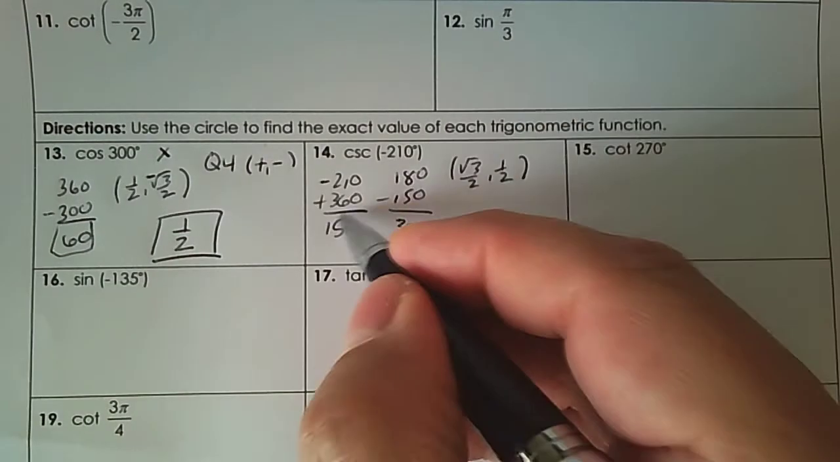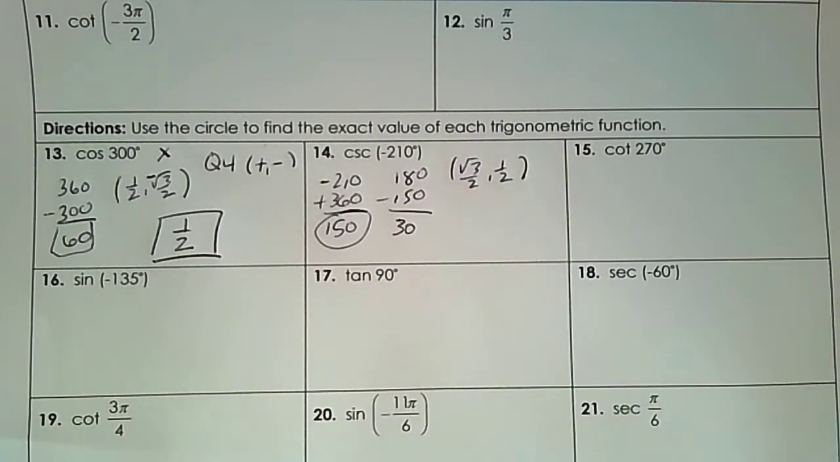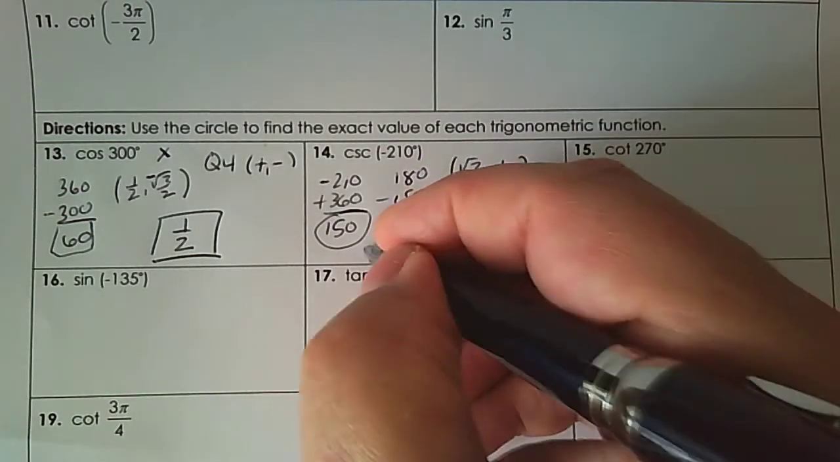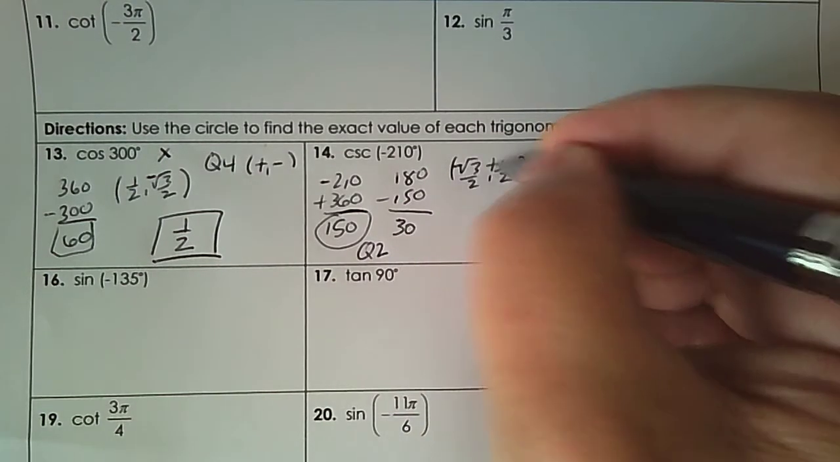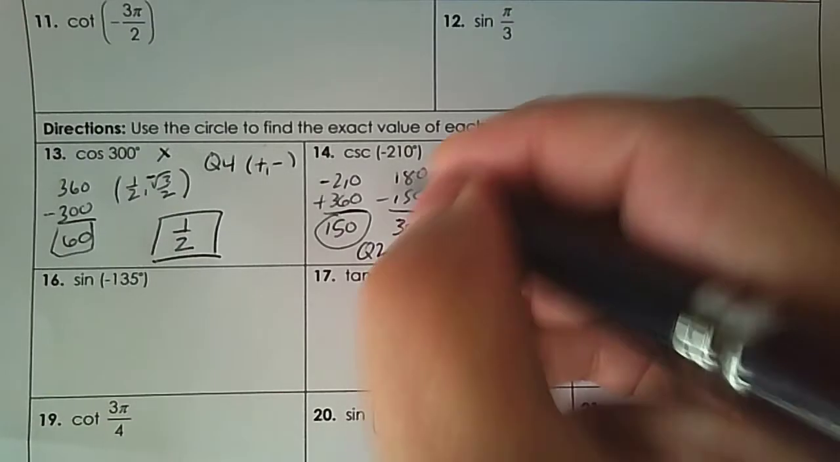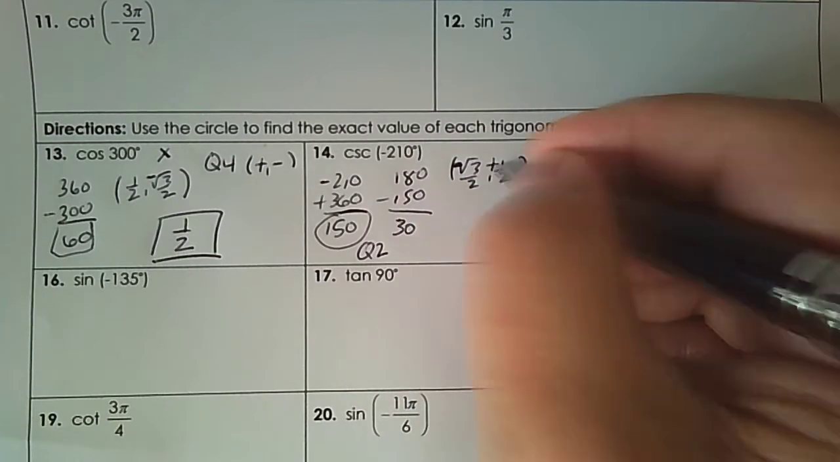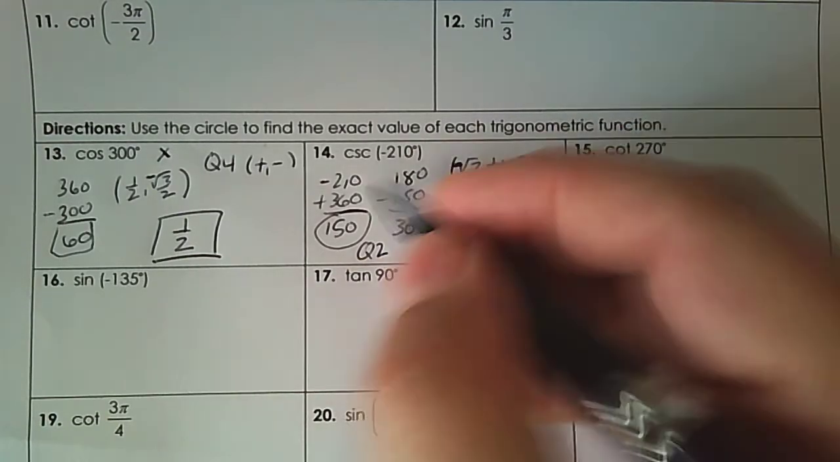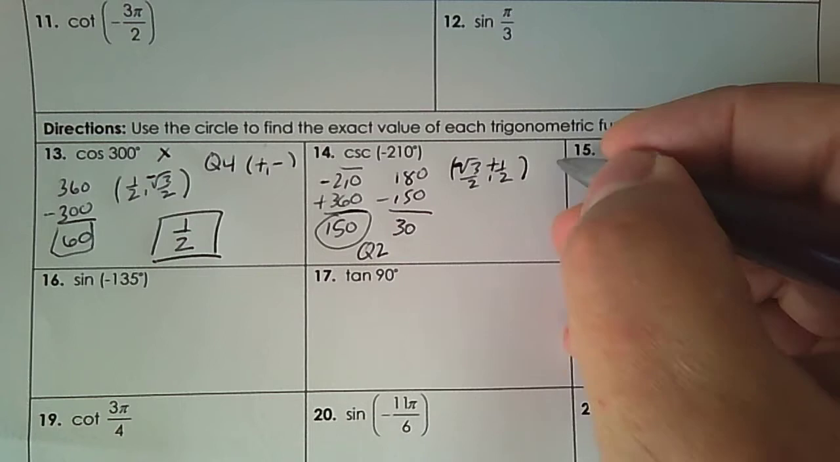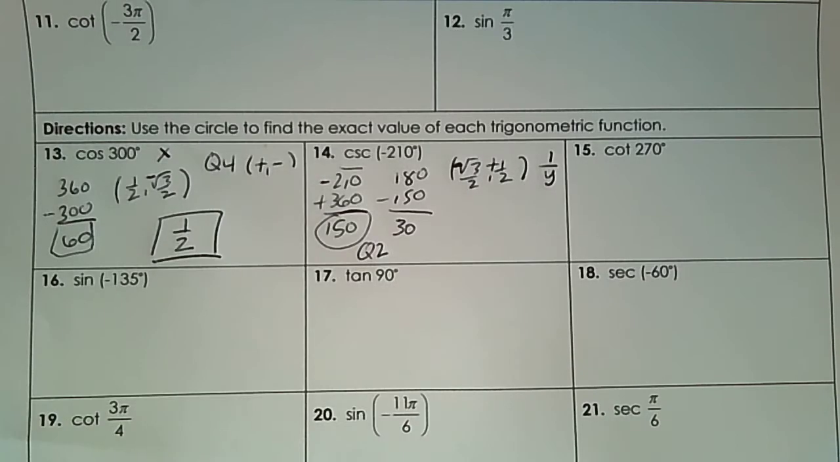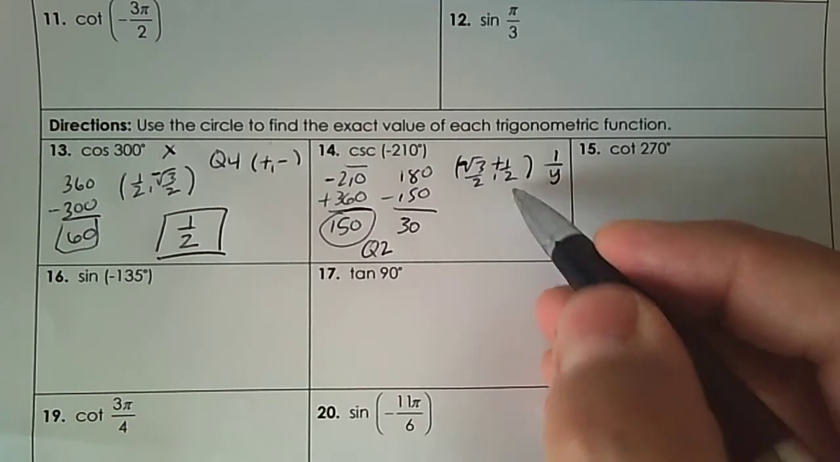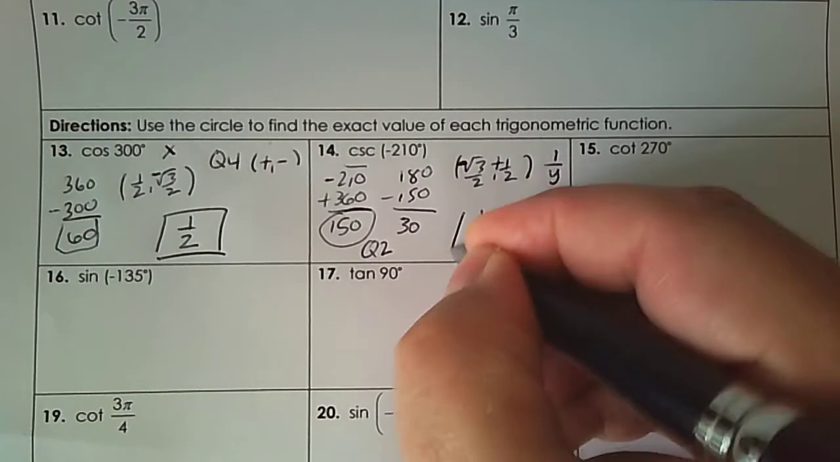What quadrant is 150 in? That's quadrant number 2. That's also important. That means the x value is negative and the y value is positive. So we have a negative x value and a positive y value. What's the definition of cosecant? It's the reciprocal of sine. So that means it's the reciprocal of only the y value. Look at the y value. What's the reciprocal? And you have the answer.